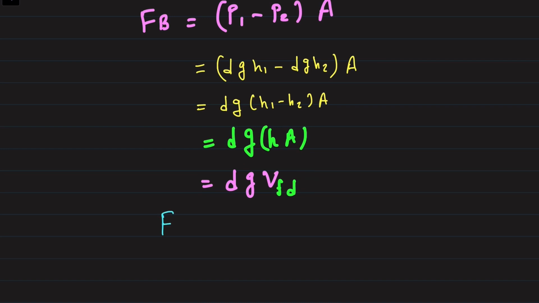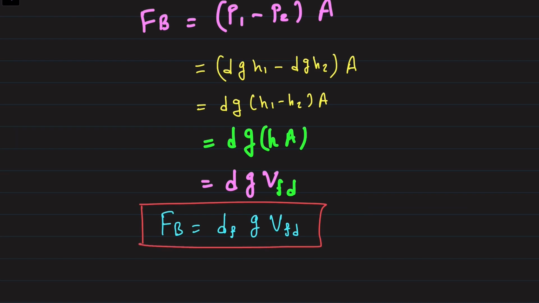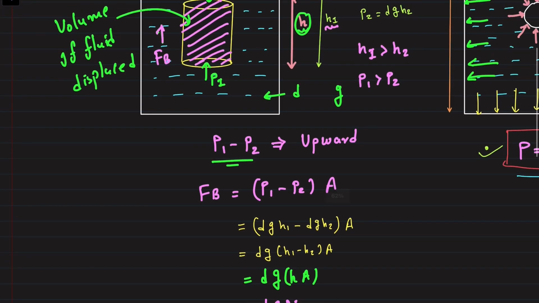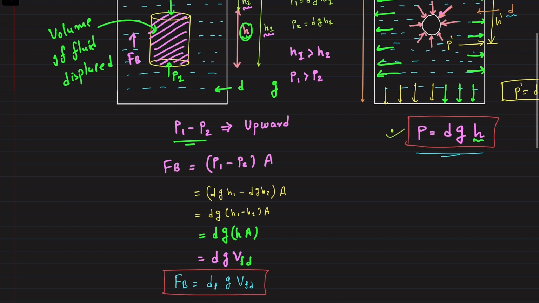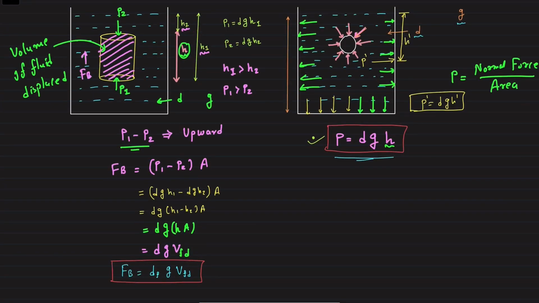The formula of the buoyant force is density of fluid, gravitational acceleration, and volume of fluid displaced. This is the buoyant force formula. I hope students you can understand this buoyant force formula. So please remember these two formulas: the pressure exerted by fluid at height h, that is dgh, and the buoyant force exerted by fluid when an object is immersed in it, that is density of fluid into gravitational acceleration and volume of fluid displaced. Thank you, students.